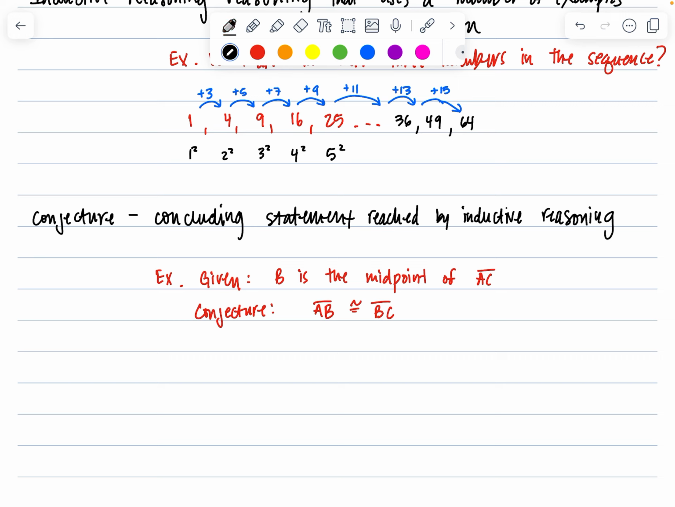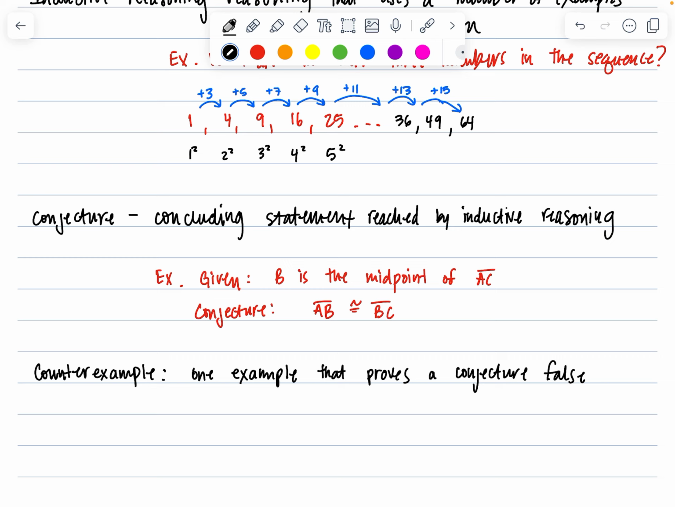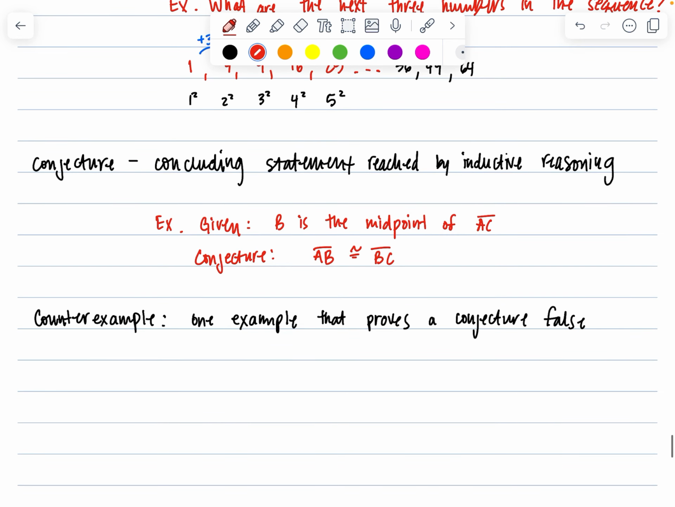We also have to consider counterexamples, because if something's not true, we need to be able to show it or prove it, and usually we do that with some kind of counterexample. It is one example. You only need one to prove something wrong. One example that proves a conjecture false. So, whenever we break down a statement, we always have some kind of hypothesis and conclusion.